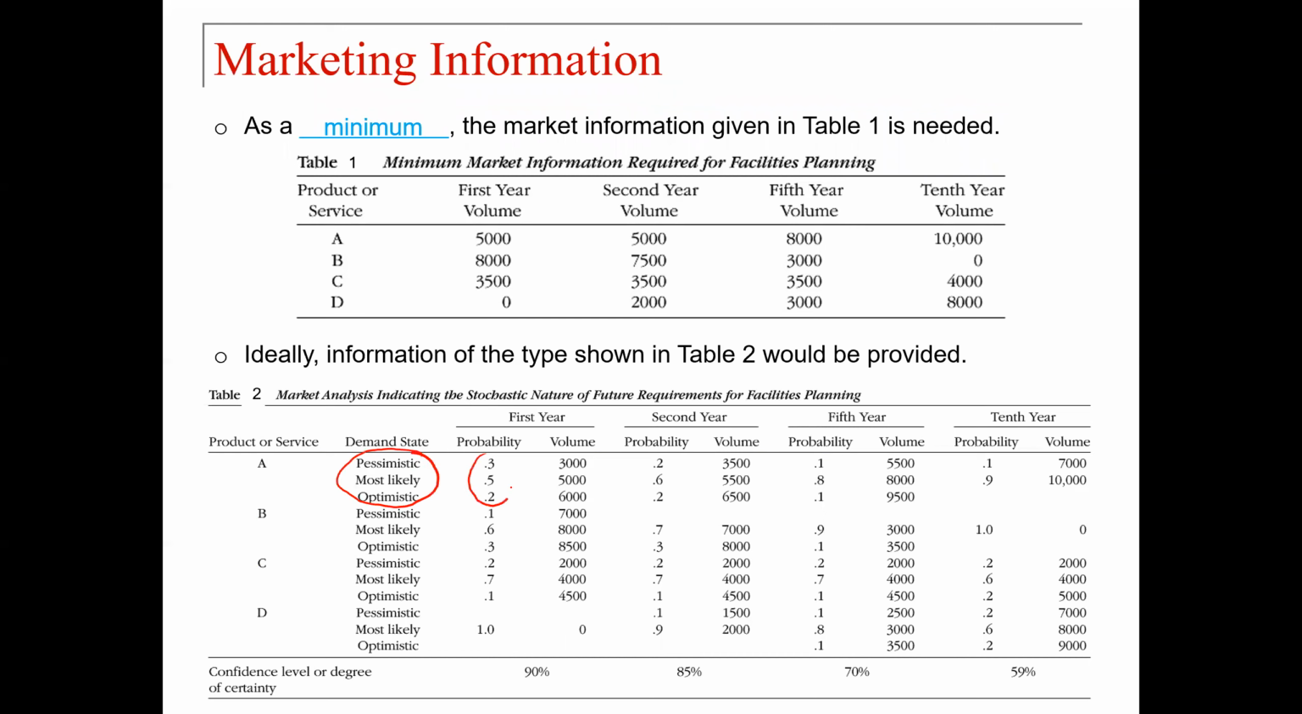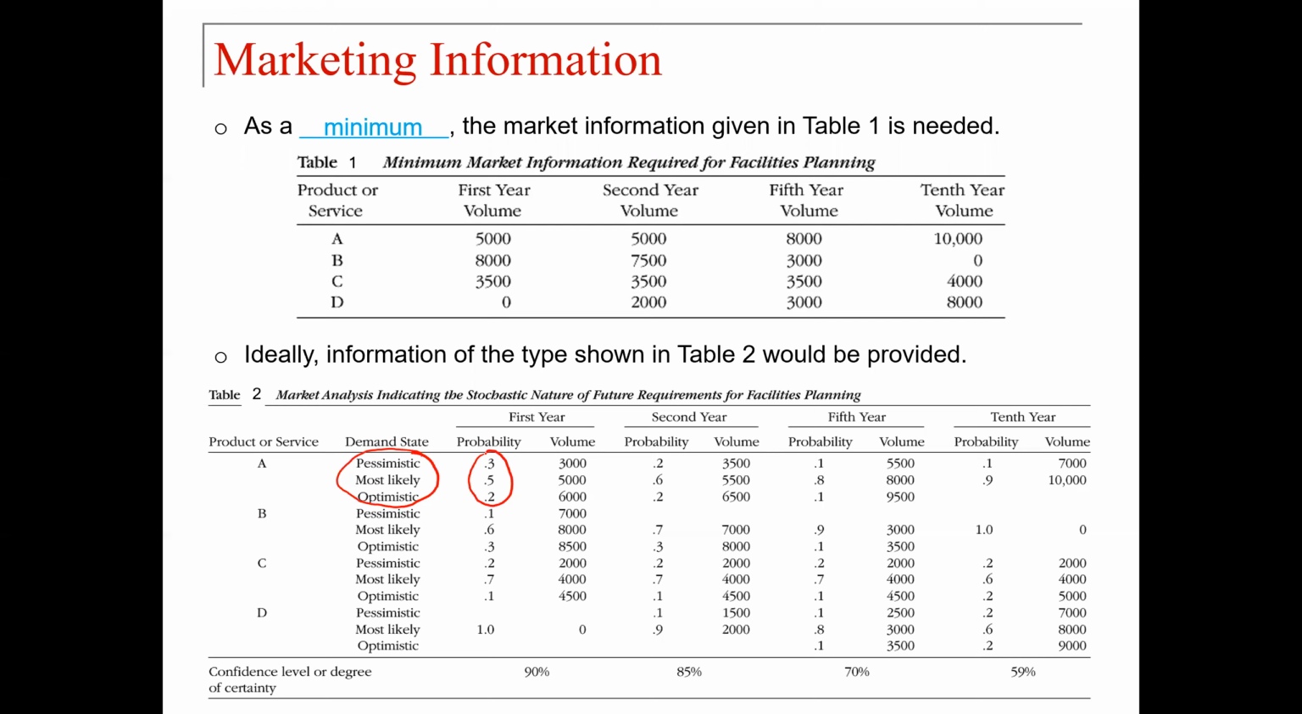And for each one of those scenarios, we have a probability. So for example, the probability of the most likely scenario is 50%. The pessimistic scenario is 30%. And the optimistic scenario is 20% for product A for the first year. Those probabilities can help us understand that there is an uncertainty in terms of the volume that we will expect. And we can use that information to plan for our future demand.